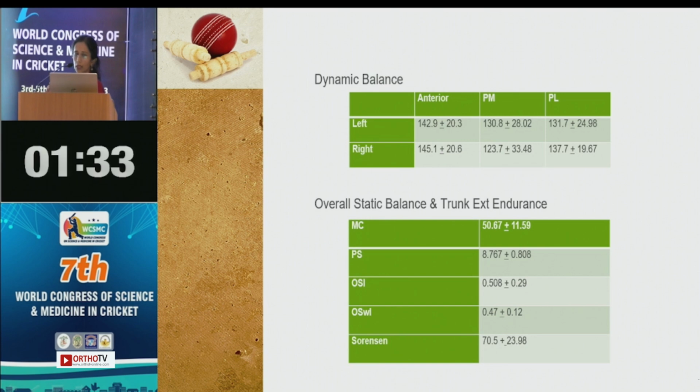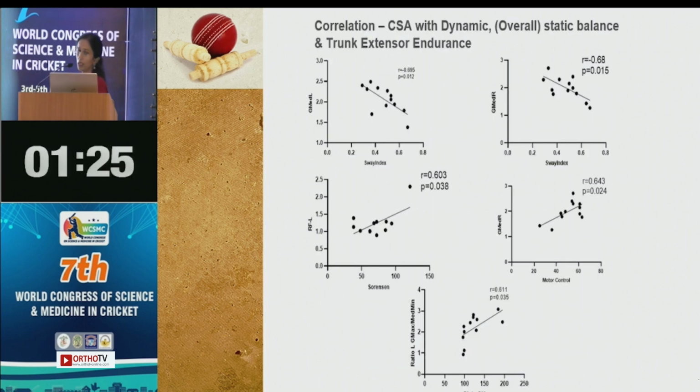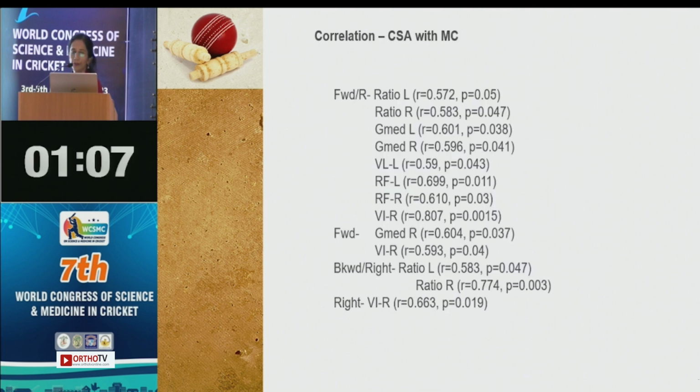These are the overall stats for the dynamic balance we recorded and for the static balance and the Sorensen test. Coming over to the correlations, we got the negative correlation of the gluteus medius specifically with the sway index and positive correlation with the motor control. And the ratio was found to be highly correlated with the YBT, the dynamic balance, especially in the posterior-medial direction. So this is a lot of data with regard to the directional specifications of the motor control. I'm not going to bombard you with all this data. We'll discuss some important points of these in the discussion.